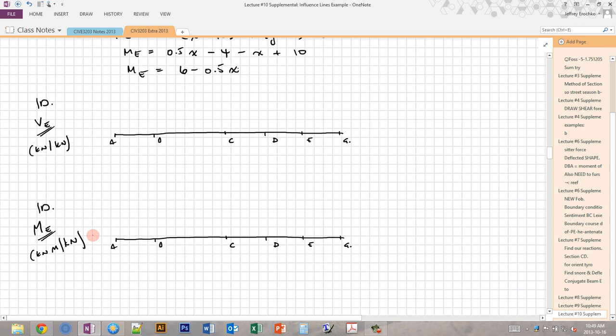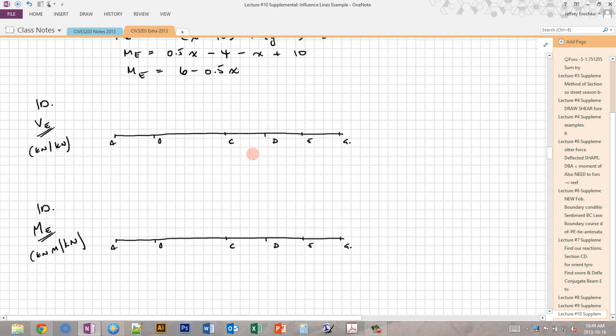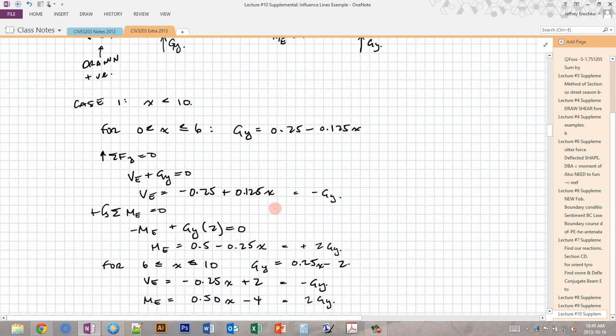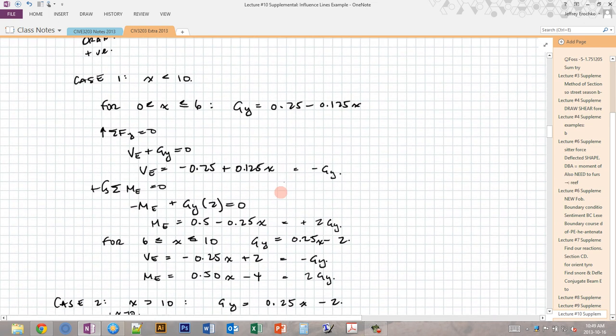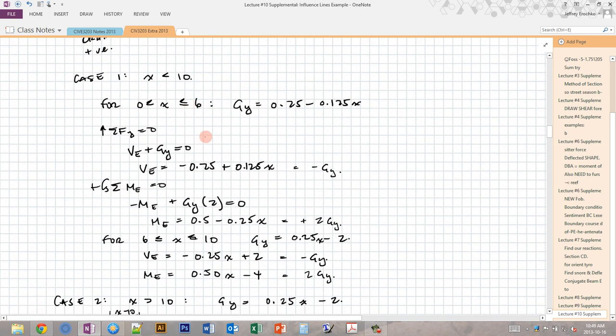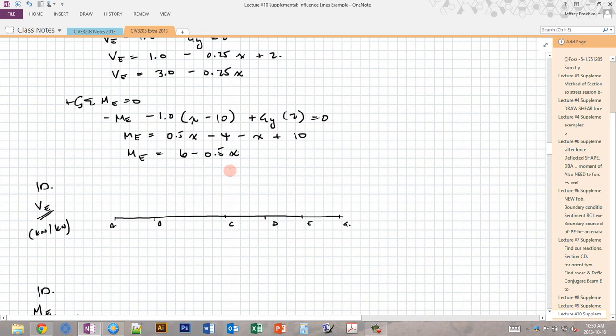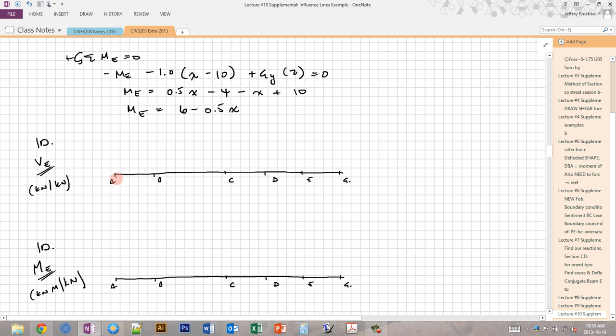And I'll just duplicate that for ME. And so let's start with VE. So VE, we go to the very left, which is x equals 0. So between x equals 0 and x equals 6, VE is 0.25 minus 0.125x. So if x equals 0, this is negative 0.25. So this comes down like this, negative 0.25.